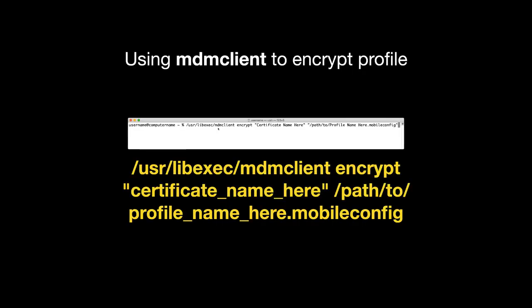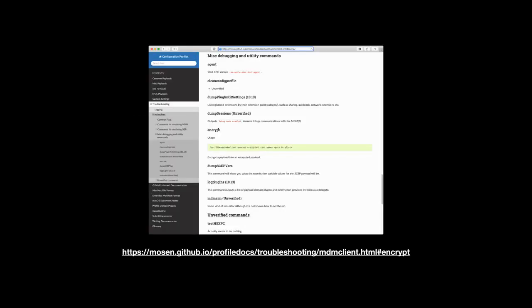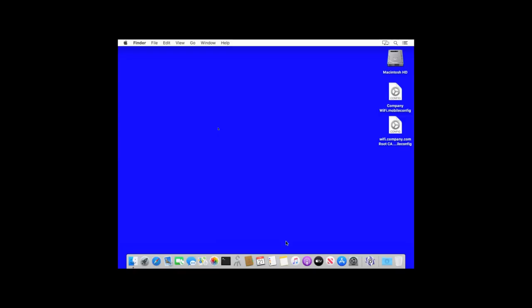Once you have the private key available, you can then use /usr/libexec/mdmclient to encrypt the profile. This is not a well-documented function of the MDM client binary, so here's where I found it. A fellow MacAdmin in Australia who uses the name Mosen has done a terrific job of documenting both profile payloads and MDM commands, and he's included that on his site. So let's take a look at how this works.